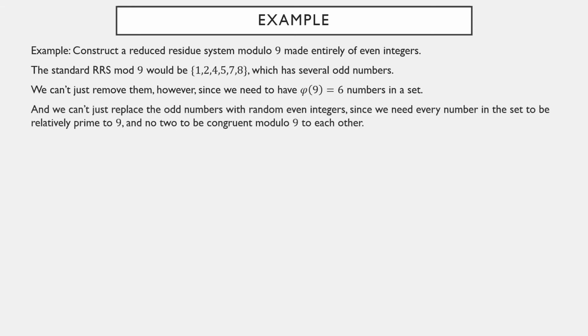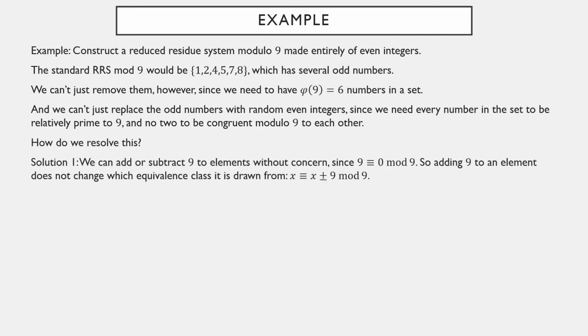We also can't just replace 1, 5, and 7 with randomly chosen even numbers, because reduced residue systems have some specific requirements. Everything has to be relatively prime to 9, and no two of them can be congruent mod 9 to one another. So how can we get around this issue? Since 9 is equivalent to 0 mod 9, adding or subtracting 9 to an element does not change which equivalence class it was drawn from.